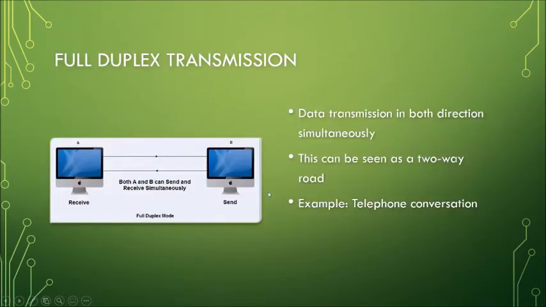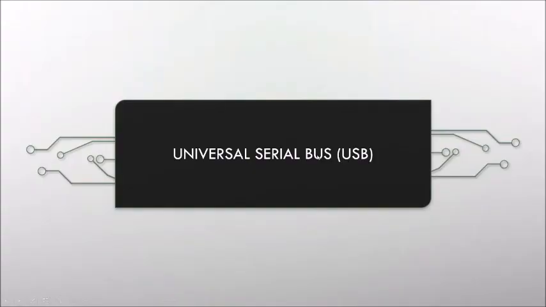Full duplex transmission is data transmission which occurs in both directions simultaneously. The sender and receiver can both transmit and receive at the same time. This can be seen as a two-way road in which traffic can flow in both directions at the same time. An example of this would be a telephone conversation.